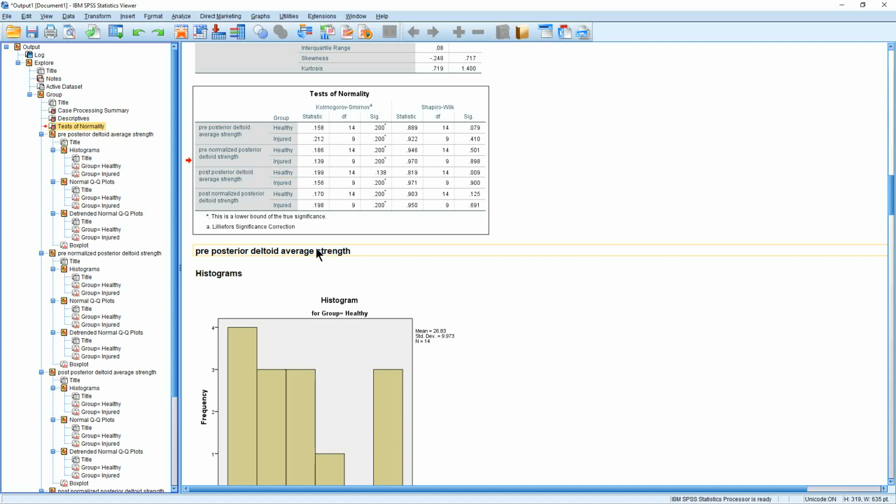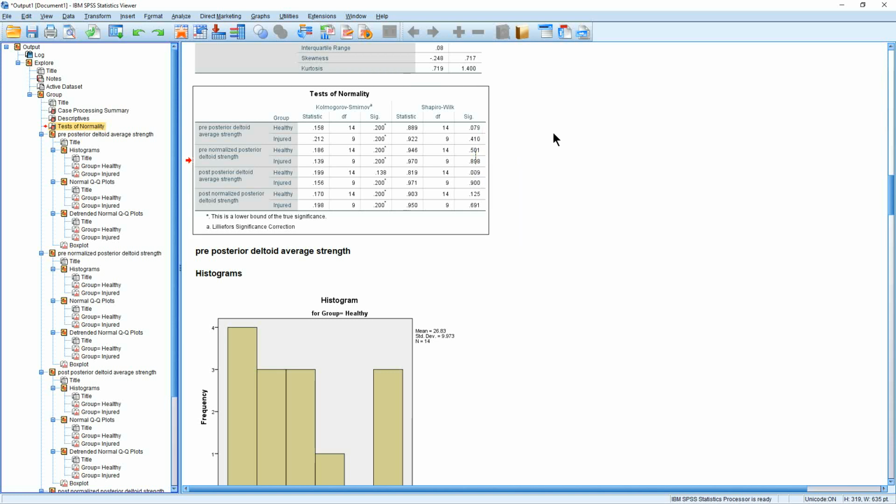And if it is normally distributed, it is not significantly different. So what we're looking for here is when the data is not normally distributed, the value of the significance would be less than 0.05. So if we look here, posterior deltoid average strength is below 0.009. Here, looking at the pre-posterior deltoid average strength of injured, it's 0.41. So it's pretty clear that that is more normally distributed than that.